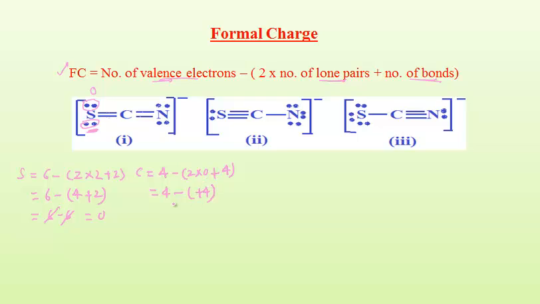Here we have plus 4, and here we get 4 minus 4, that is equal to 0. Well, the formal charge over this carbon atom is 0. We calculate the formal charge over this nitrogen atom. We apply the same formula.